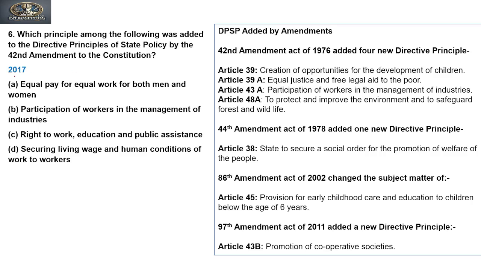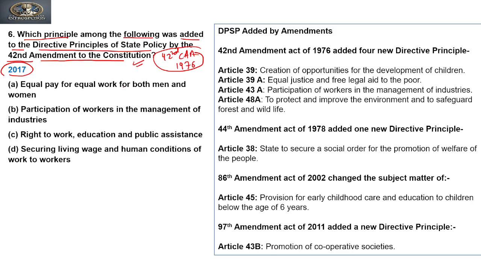So this question was asked in 2017. Now let's see the question. It says, which principle among the following was added to the Directive Principles of State Policy by the 42nd Constitutional Amendment to the Constitution? So this was asked: by the 42nd Constitutional Amendment Act 1976, through this act, which of the following were added?